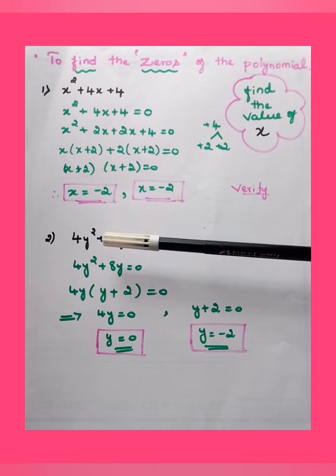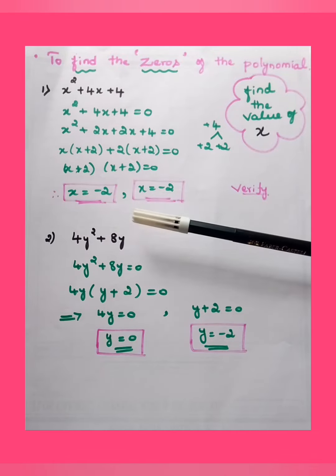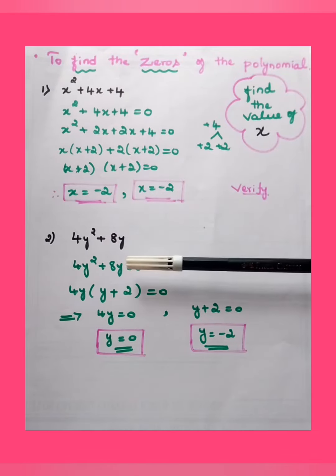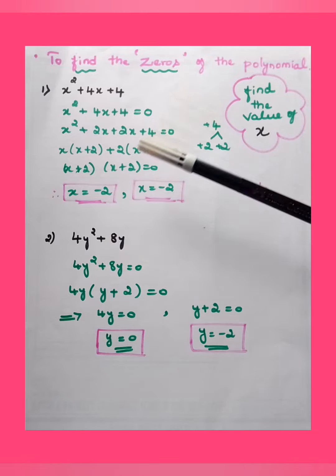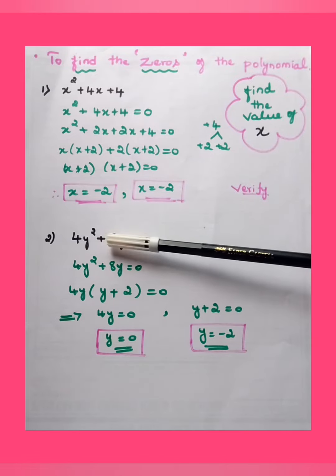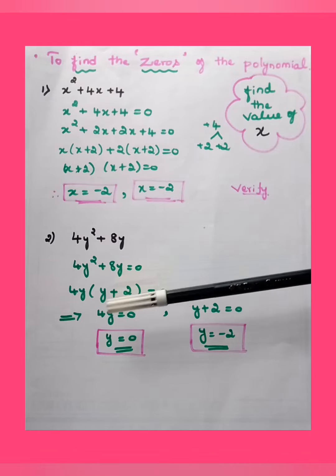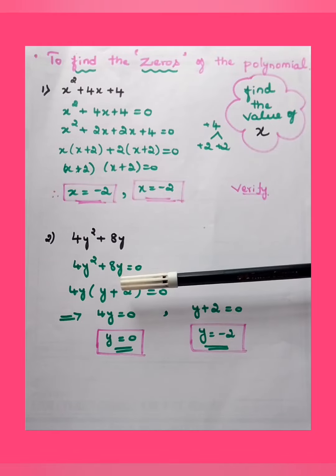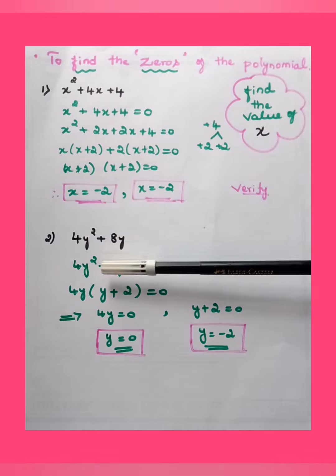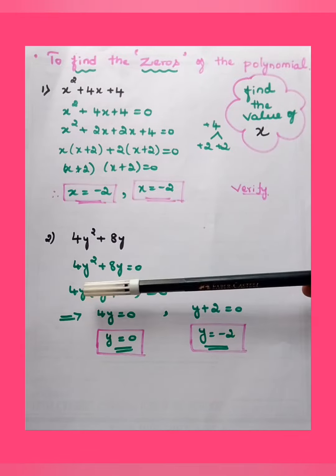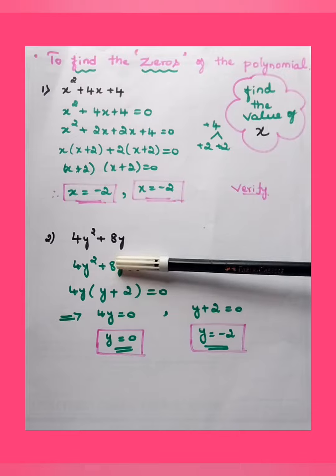Then the next similar type of question: 4y square plus 8y. We have to find the 0 of the polynomial. Then they will ask, if the polynomial is 4y square plus 8y, then the zeros of the polynomial are. Then you can find out. Just simplify it, factorize it. Take the common factor here. 4y is the common factor. Taking it out, here remains y, here remains 2.